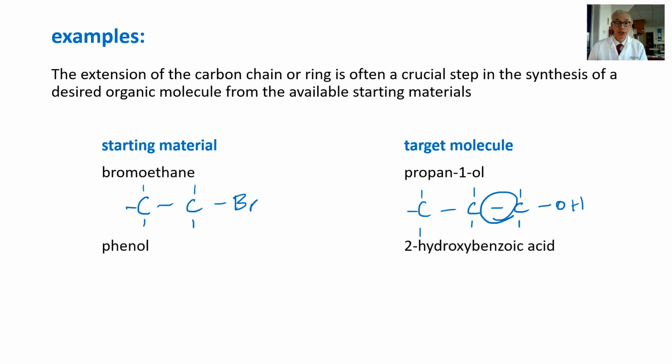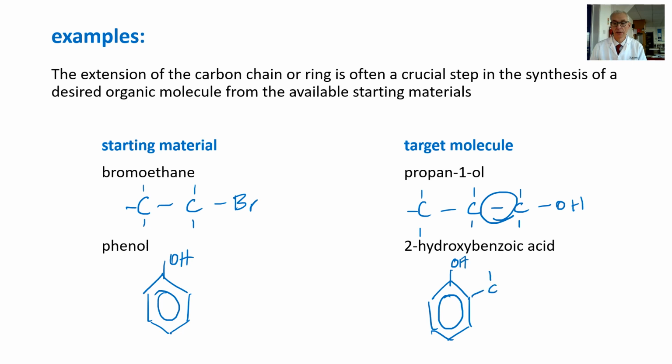In an aromatic context, we might start with phenol, we might move to 2-hydroxybenzoic acid. So our starting material would be phenol, our target molecule 2-hydroxybenzoic acid, so again we have formed a carbon-carbon bond to extend the carbon chain.